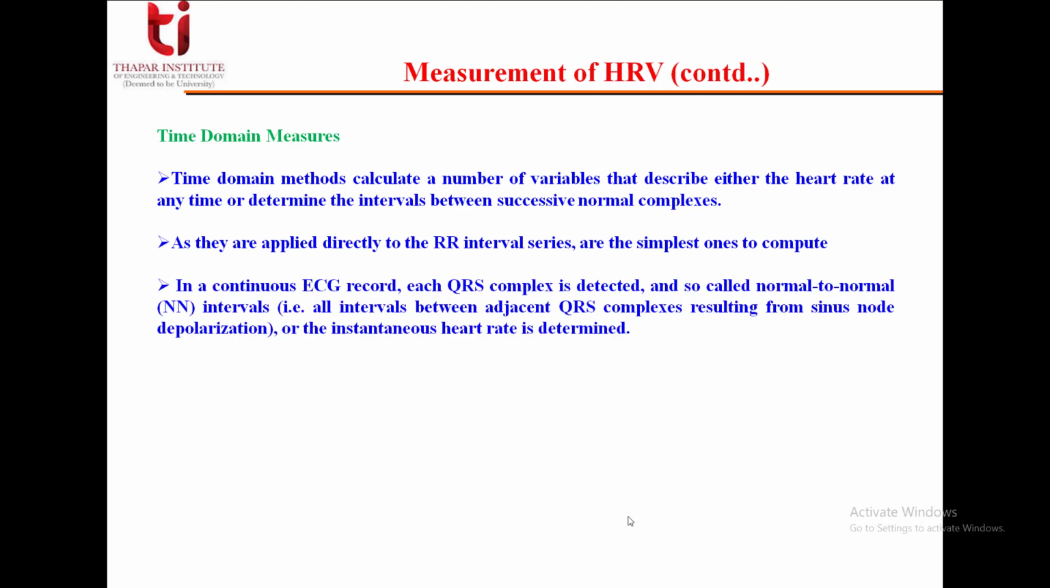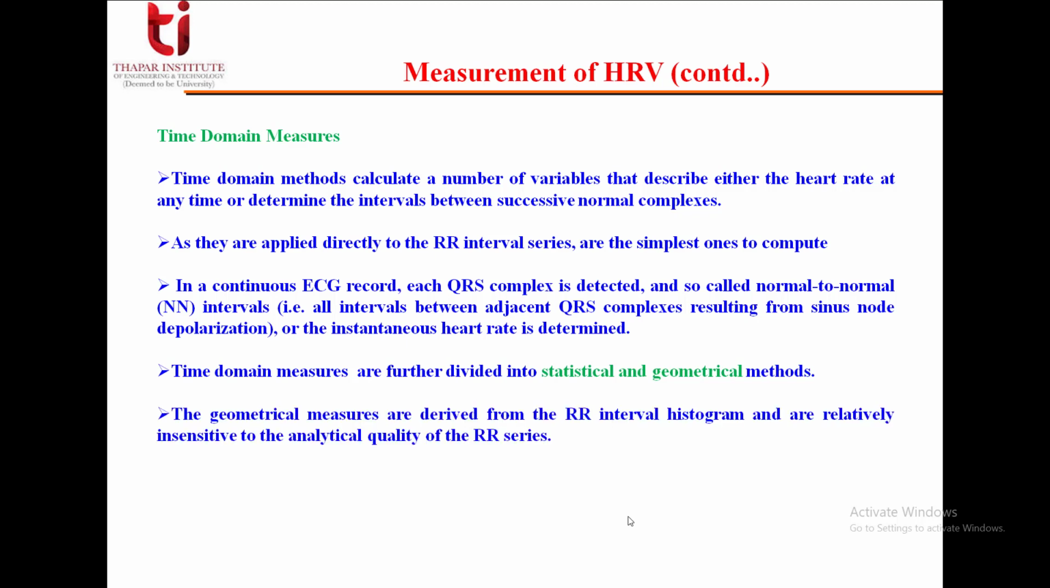In a continuous ECG record, each QRS complex is detected, and the so-called normal-to-normal intervals, that is RR or we can say NN intervals, are all intervals between adjacent QRS complexes resulting from sinus node depolarization, or the instantaneous heart rate is determined. They are further divided into two: one is statistical methods and the other is geometrical methods.